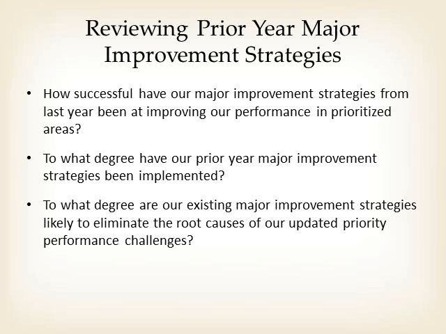Before identifying new major improvement strategies, planning teams should review major improvement strategies that have been in place over the past year or several years. These questions can help guide that review. How successful have our major improvement strategies from last year been at improving our performance in prioritized areas? To what degree have our prior year major improvement strategies been implemented? To what degree are our existing major improvement strategies likely to eliminate the root causes of our updated priority performance challenges?